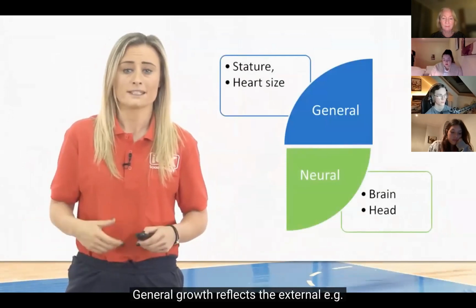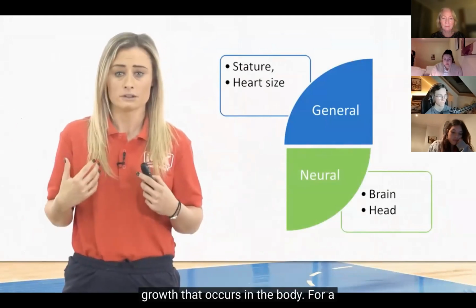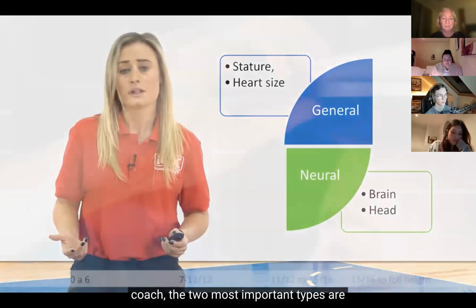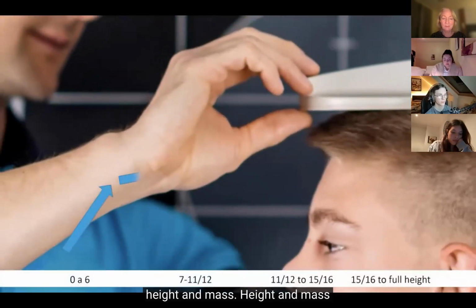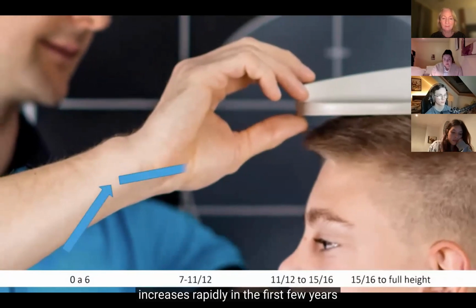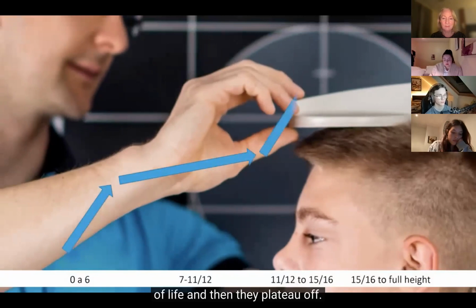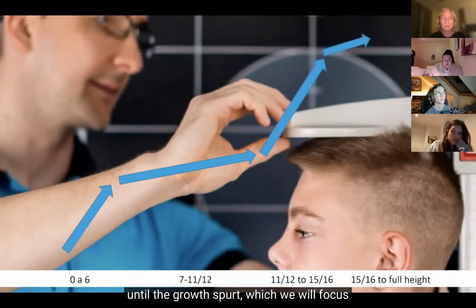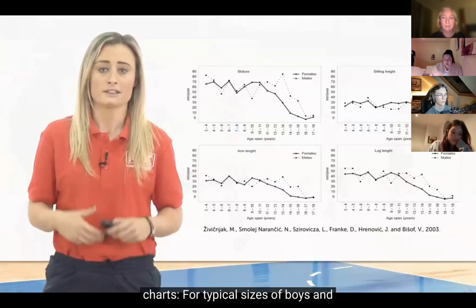General growth reflects the external, e.g. height, and internal, heart and lungs, growth that occurs in the body. For a coach, the 2 most important types are height and mass. Height and mass increase rapidly in the first few years of life, and then they plateau off. There's then a steady period of growth until the growth spurt, which we'll focus upon later. Have a look at the growth charts for typical sizes of boys and girls.